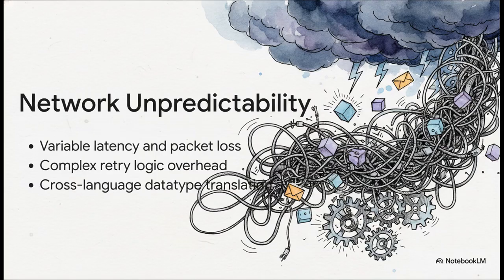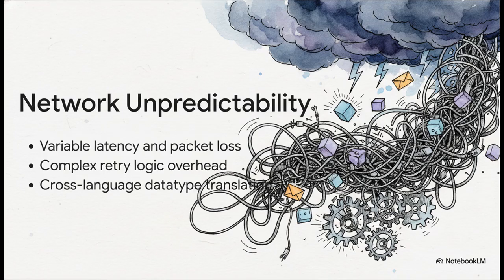But here is the danger with the RPC approach. Networks are inherently chaotic. Treating a remote call like a local function is incredibly risky, because local functions are predictable. Network calls, absolutely not. You have to deal with variable latency, dropped packets, and totally unpredictable timeouts. Plus, if the client and server are written in different programming languages, you've got complex data type translations happening behind the scenes. You simply cannot ignore the network.